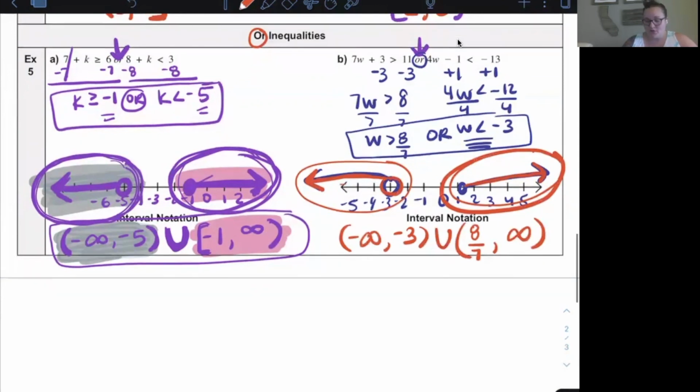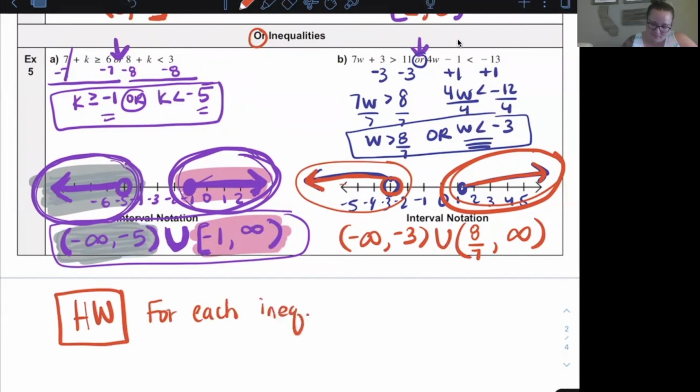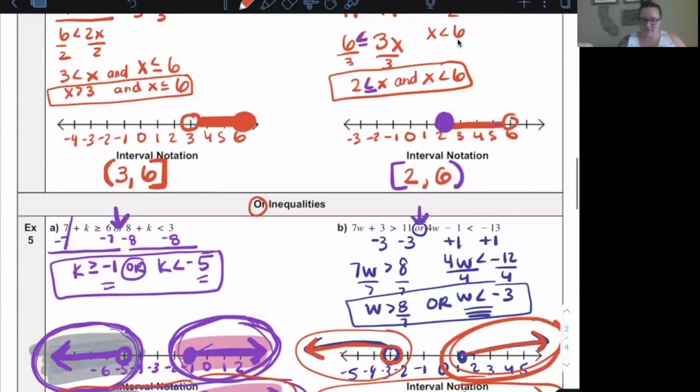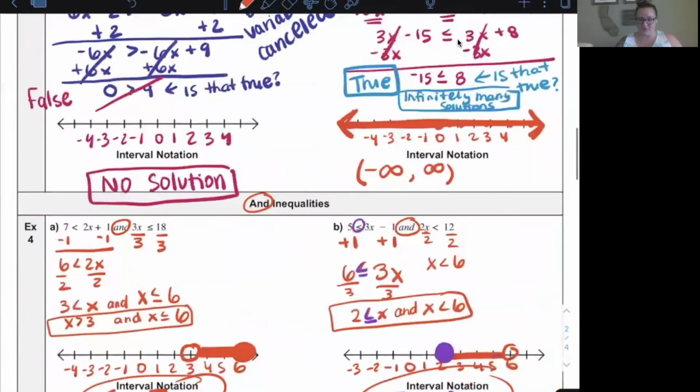Here we go. So on your homework, make sure that for each inequality, you include interval notation for each problem. The book doesn't give you that in the directions. So I'm going to find out if you really watched this video or not by whether or not you include interval notation for each problem on your homework. So make sure you do this part, the interval notation part, like we did for all of our example problems, for your homework as well. So you get extra practice with interval notation.